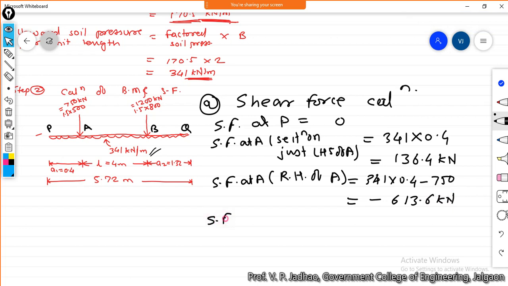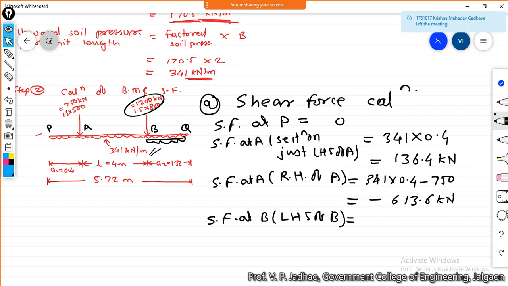Now shear force at B, with the section on the left hand side (LHS) of B. We are considering the section on the left hand side of B, that is here, shown by this black line. This will be equal to the shear force due to this 341 kilonewton per meter upward soil pressure and this 800 kilonewton load. The shear force due to the 341 kilonewton per meter load will be negative because it is acting like this, and the shear force due to this 1200 kilonewton load will be positive because it is acting like this.